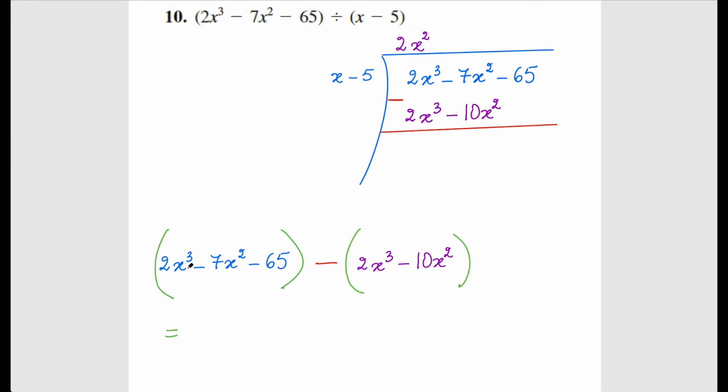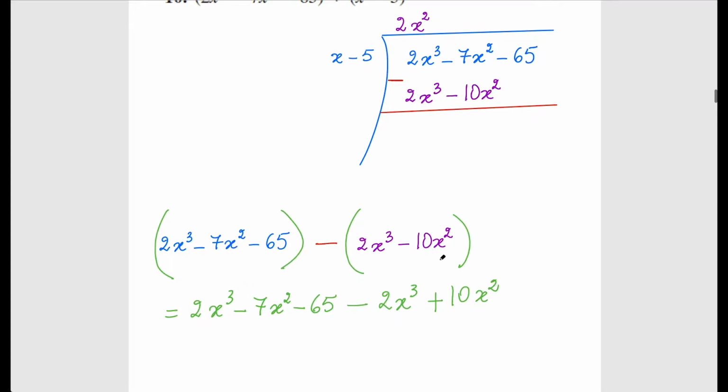So what do you do next? You drop the parentheses, and you let the minus kick in. By kicking in, I mean everybody inside is going to switch sign. So you get 2x cubed minus 7x squared minus 65. That's the blue guy. Minus, now this minus is going to kick in: minus 2x cubed plus 10x squared. So the minus kicked in, and everybody is going to switch signs. So the 2 is going to become negative 2, and the negative 10 is going to become positive 10. Correct? So you get this.